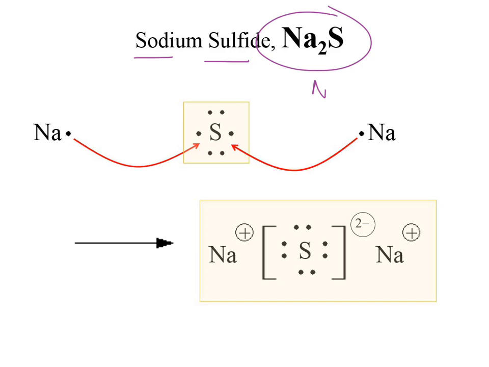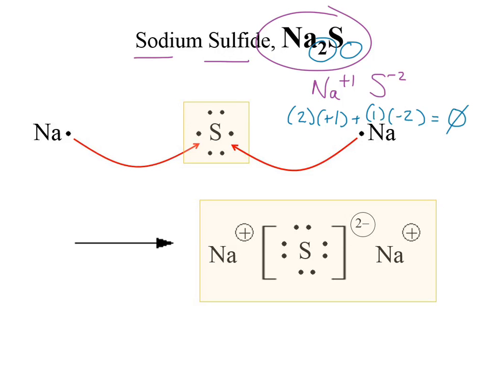Let's check for neutrality. Sodium, I know it's going to form a +1 charge because it's 1A. Sulfur, I know it's going to form a -2 charge because it's 6A. If I want to check for neutrality, I take 1 sodium atom. Oh, sorry, oops. How many sodium atoms do I take? I take 2. 2 sodium atoms times +1 each, plus 1 sulfide ion, plus -2, it's a wash. It is neutral. So that's how that works.